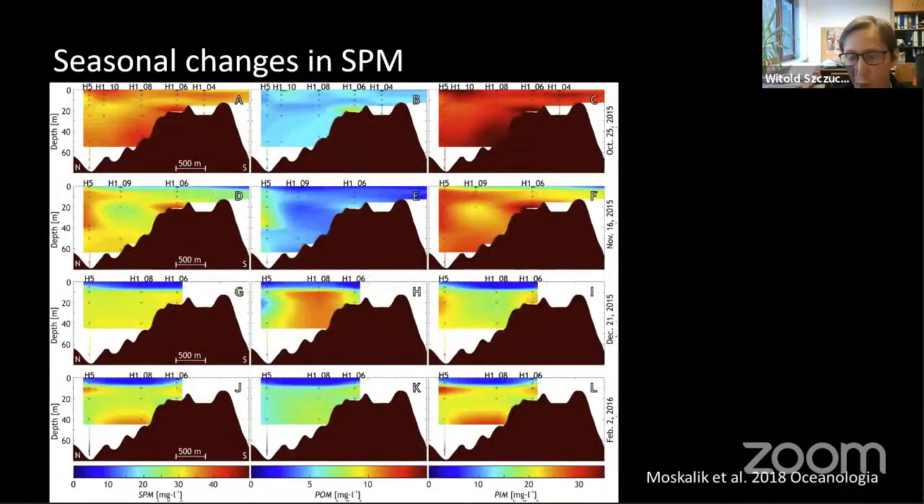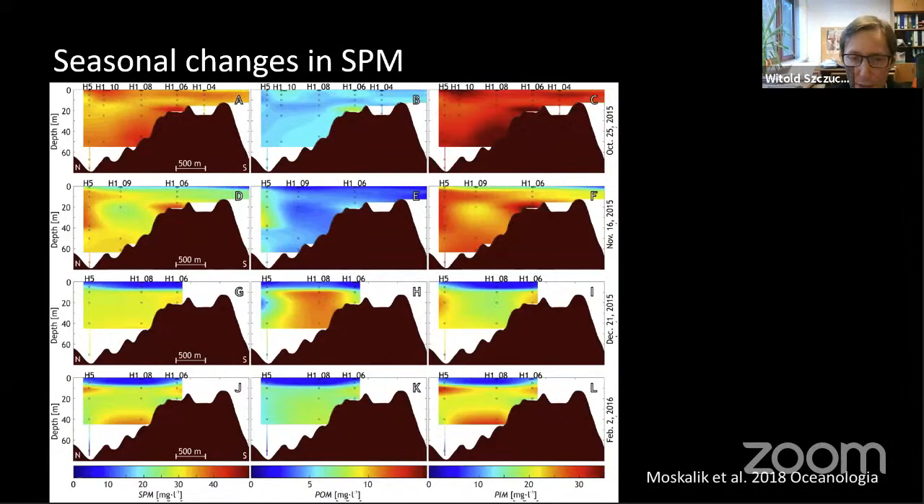However, in autumn, the situation is quite surprising. If we calculate the total suspended particulate matter in the water column, it appears that it's even bigger than in summer. How is that possible? In summer, there is fast deposition because of the presence of fresh water and saline water, so the flocculation is enhanced. Where is the suspended particulate matter coming from during the autumn time?